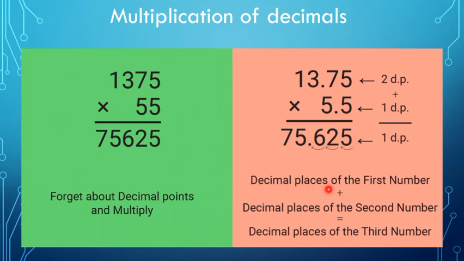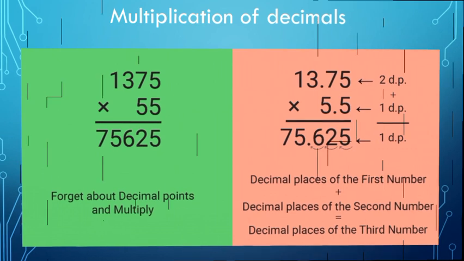So here as you can see, the decimal places of the first number plus the decimal places of the second number equals the decimal places of the third number. Here the third number is the number which you get as the result after multiplying. I hope you understood multiplication of decimals clearly.